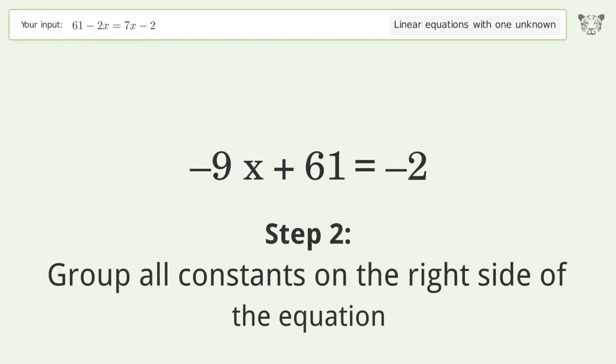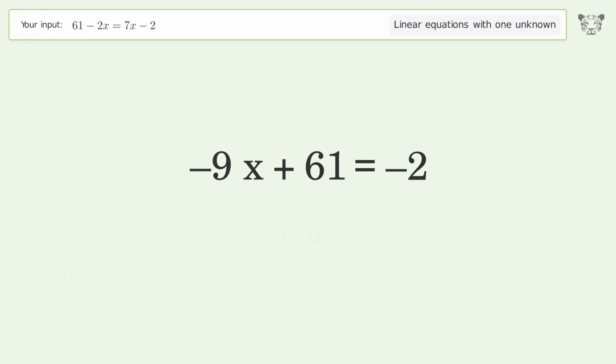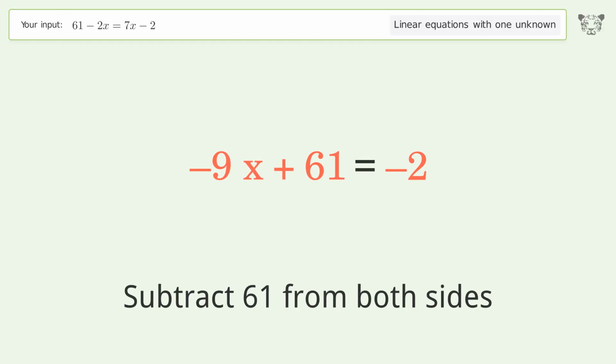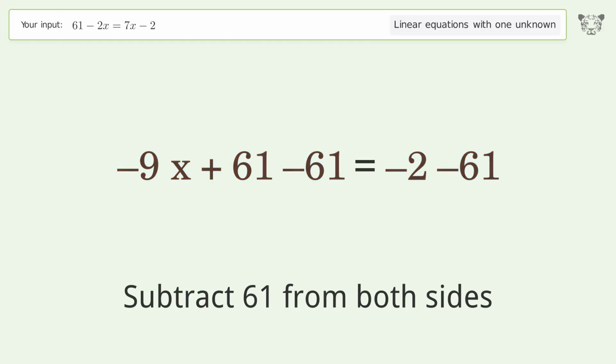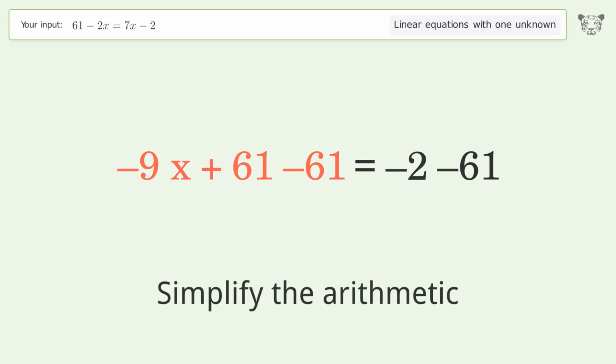Group all constants on the right side of the equation. Subtract 61 from both sides. Simplify the arithmetic.